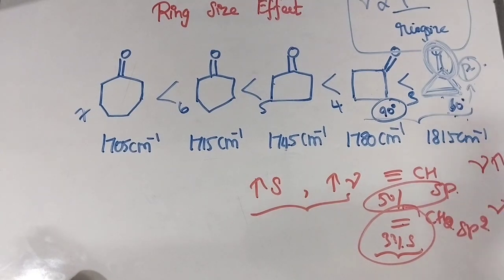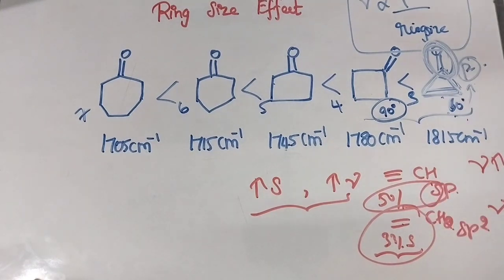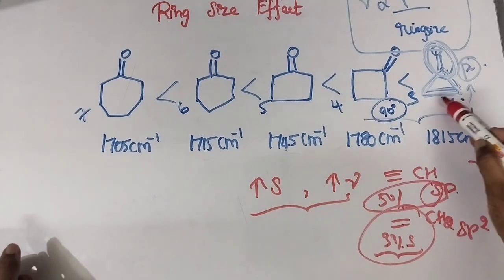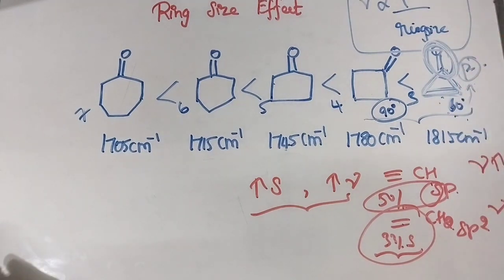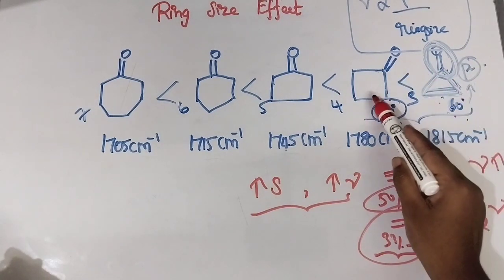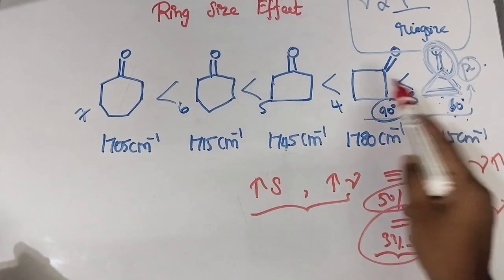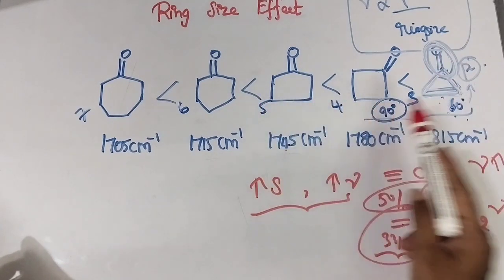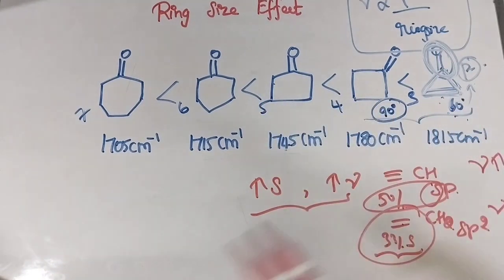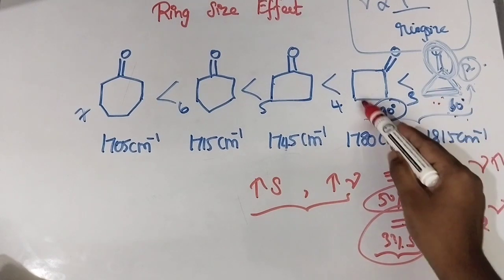Whenever you have higher S character, that particular compound will have greater frequency. Here the carbonyl has greater S character, hence it has higher frequency. Similarly, compared to this, this one will have lesser S character and hence lesser frequency. The same concept is applicable to all these compounds. Hence, this will have greater frequency, and then comes this, and then comes this.